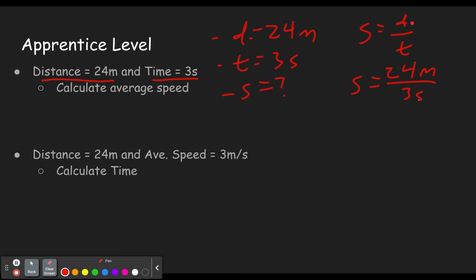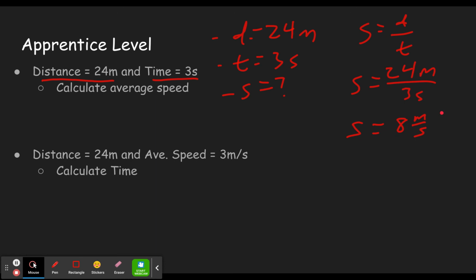If you're familiar with fractions, which I hope you are, and if not, please do some research on your own. With fractions, you take the numerator and divide by the denominator. So you take your calculator, 24 divided by 3. Many of you can do that in your head. You get 8. And then the units, we have meters here in the numerator, seconds here in the denominator, so we get meters per second.